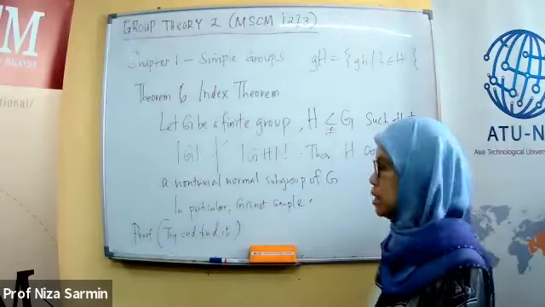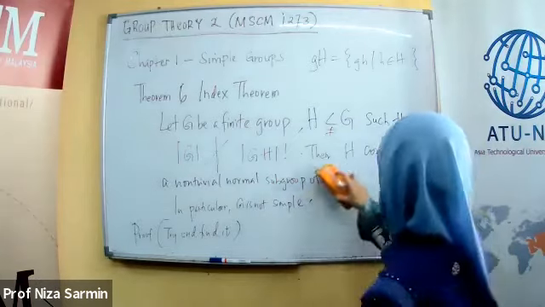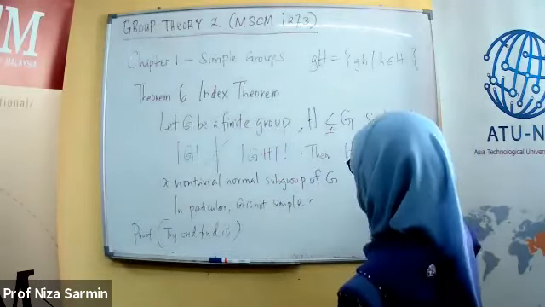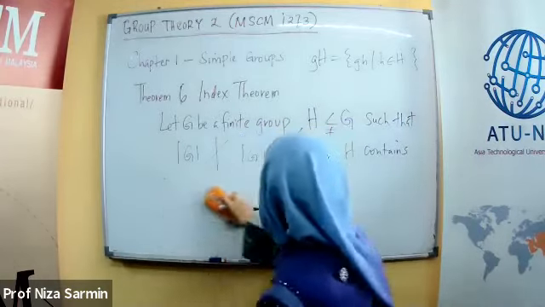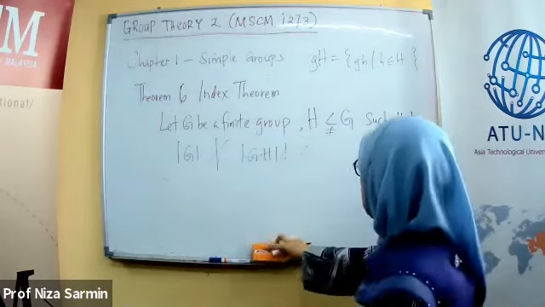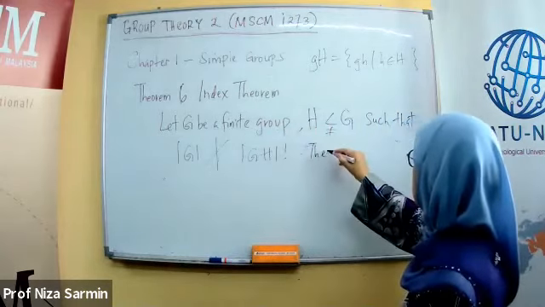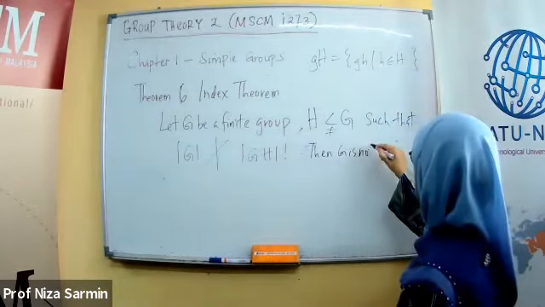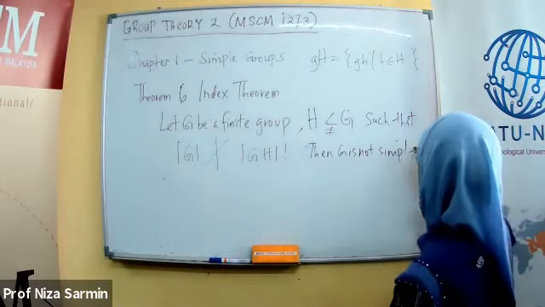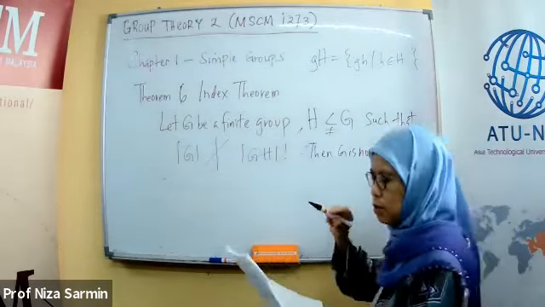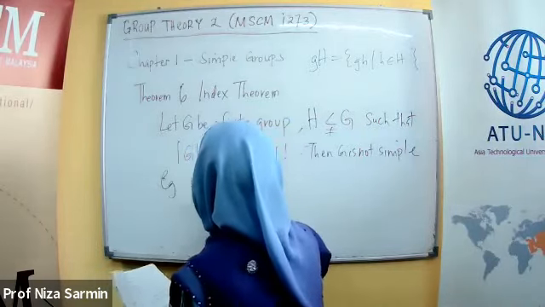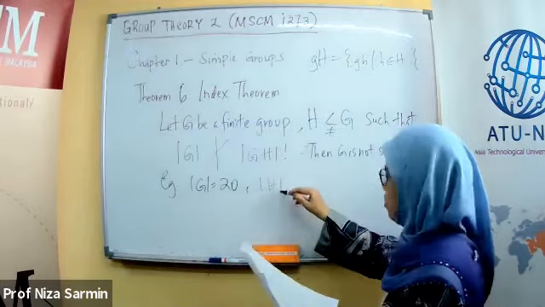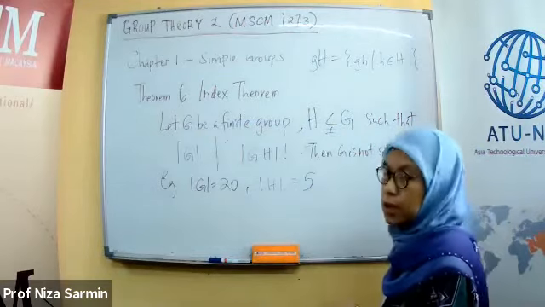Okay, let G be a group of order 20. So this is the example. Then G is not simple. This is actually the point. Now, the example is: the order of G is 20, the order of H is 5.